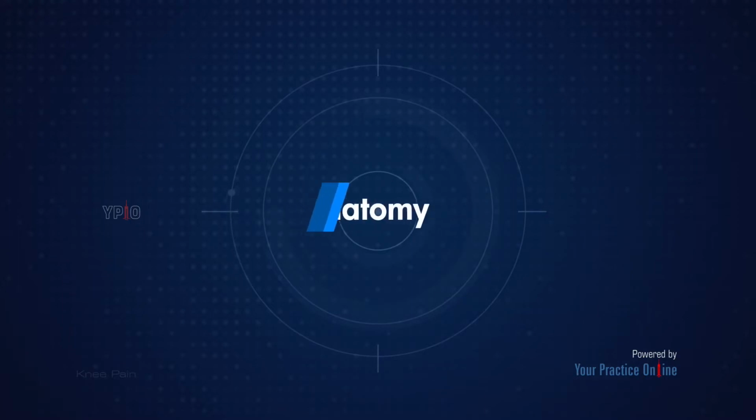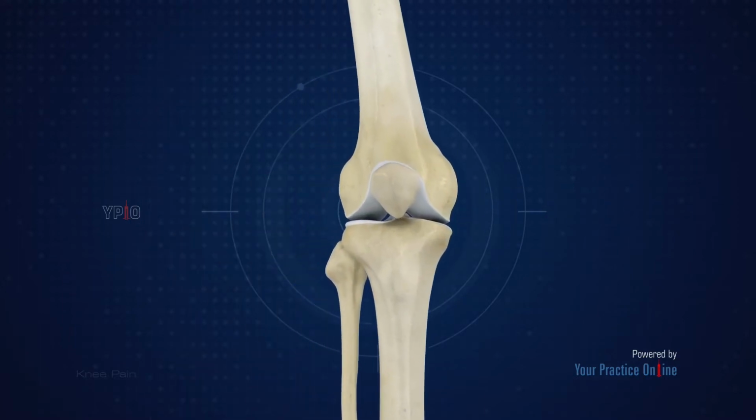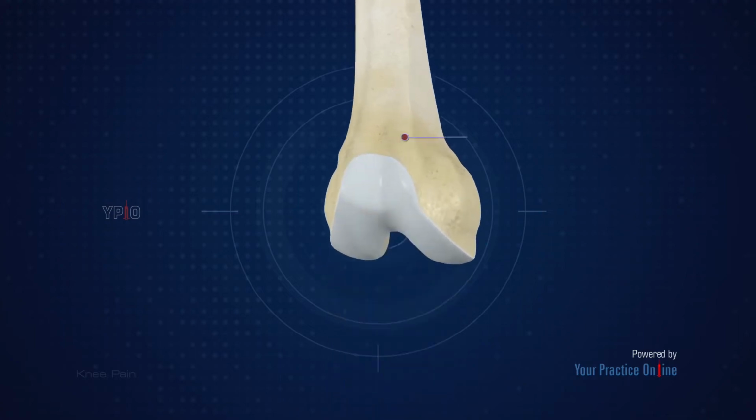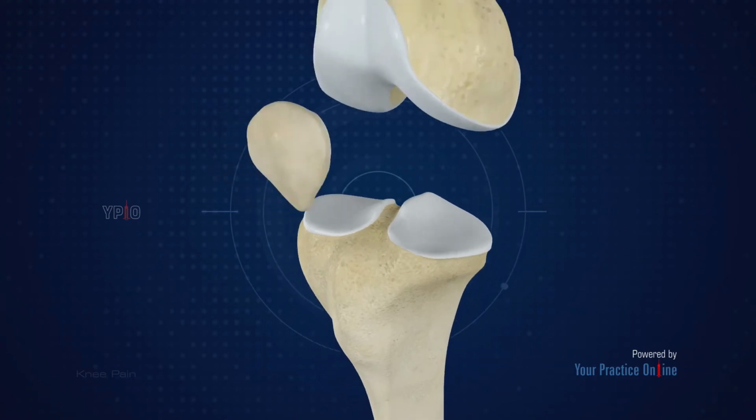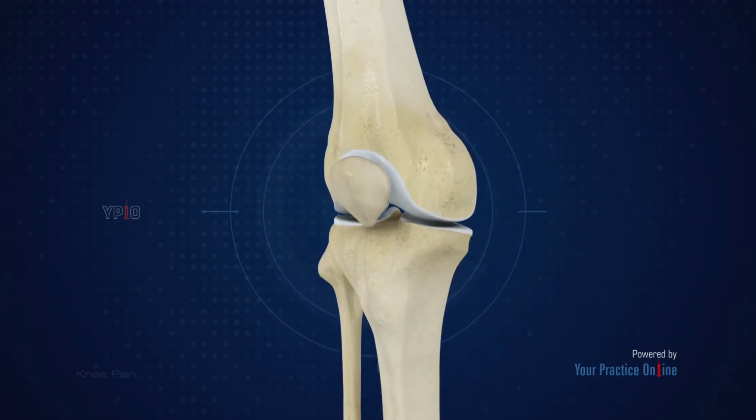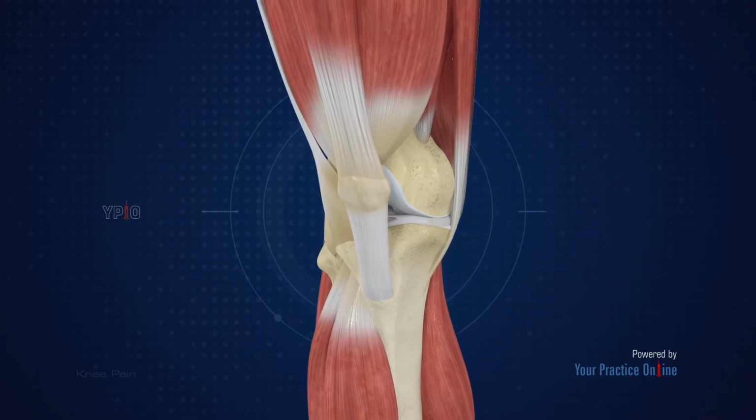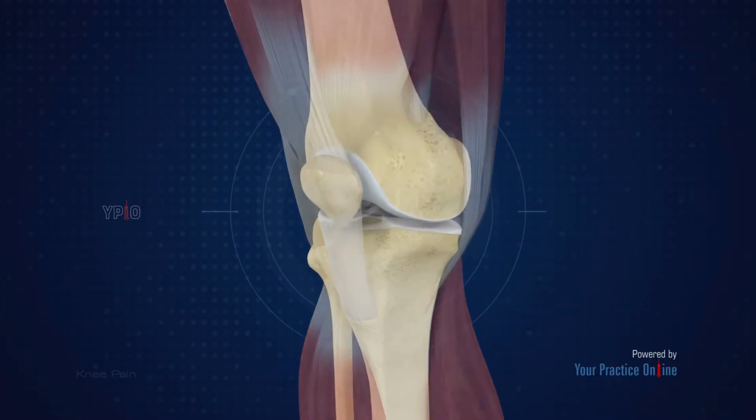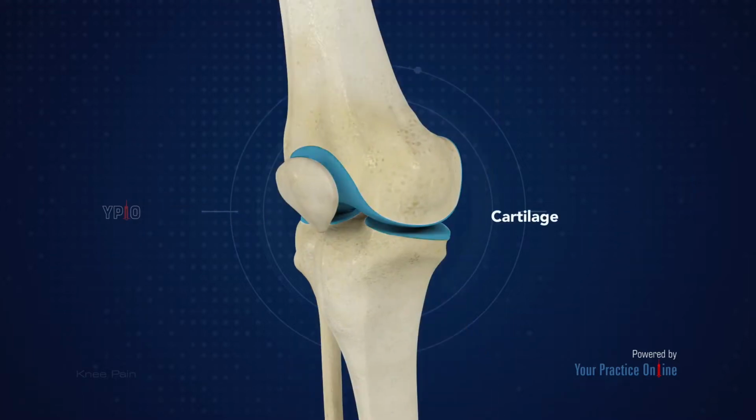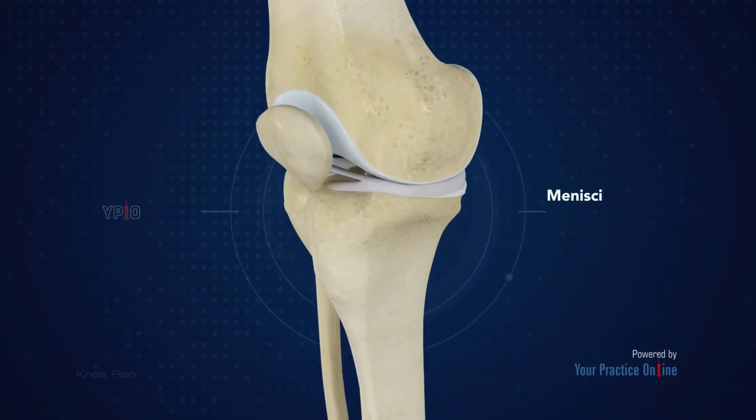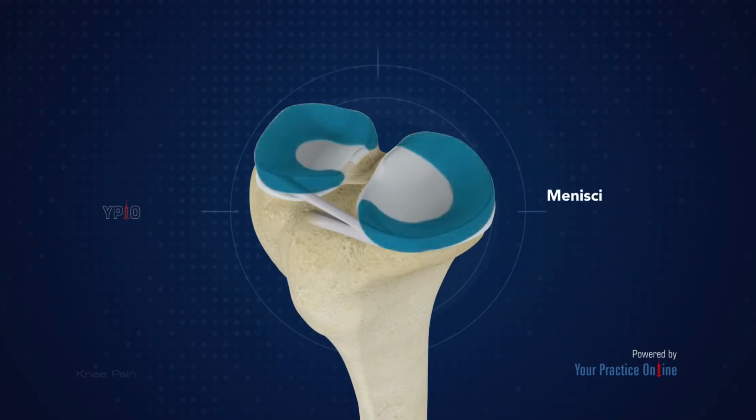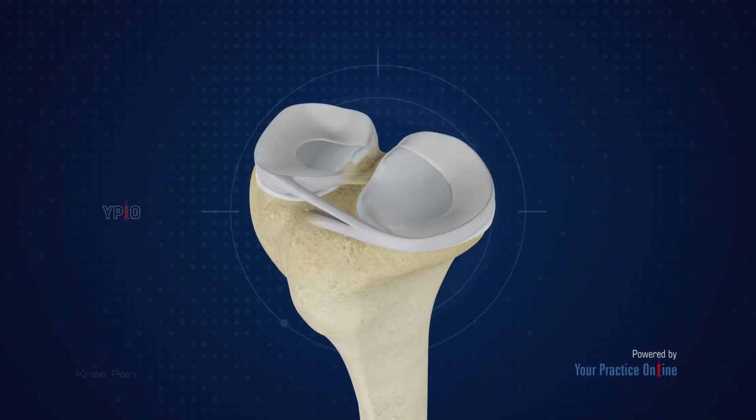Anatomy. The knee is one of the largest joints in the body, formed by the lower end of the thigh bone or femur, the upper end of the tibia or shin bone, and the patella or kneecap. Several ligaments and muscles attach to the bones of the knee joint to maintain the normal motion and stability of the joint. The articular ends of the bones are lined by smooth cartilage, allowing the bones to glide over each other during movement. C-shaped pads of cartilage called menisci, located between the bone ends, act as shock absorbers during movement.